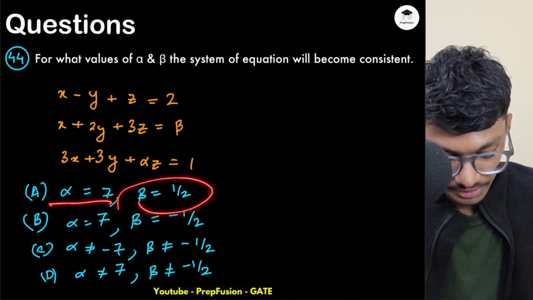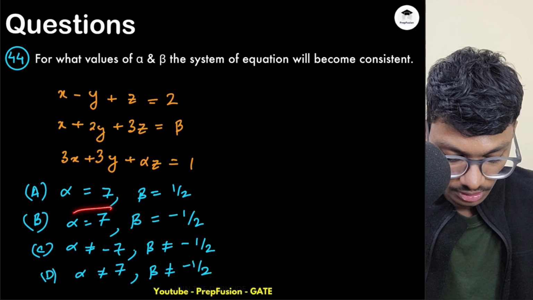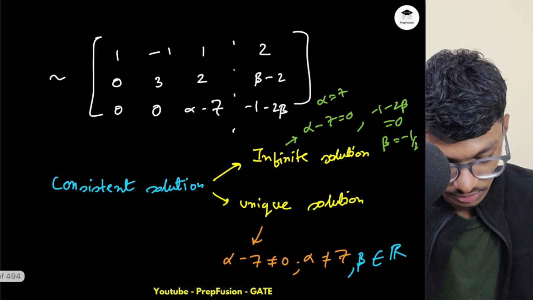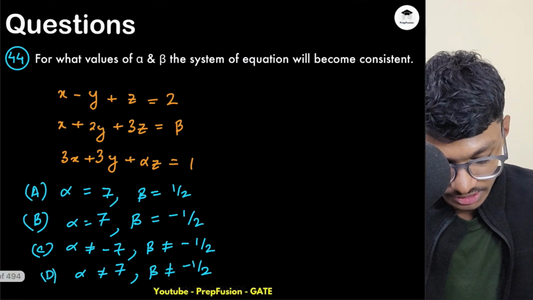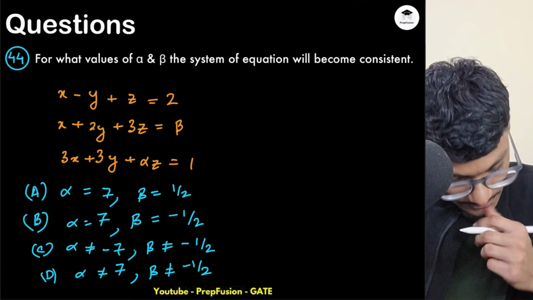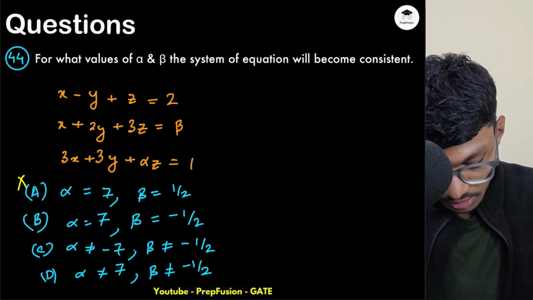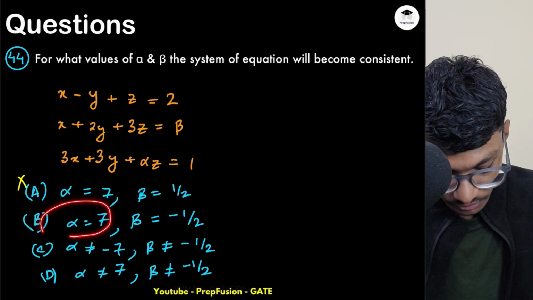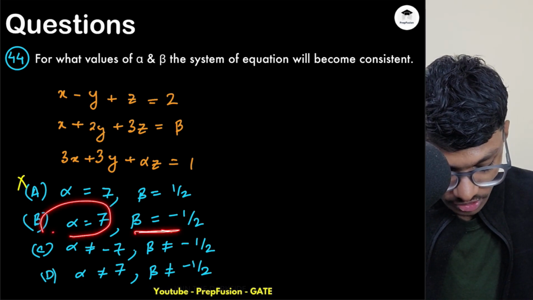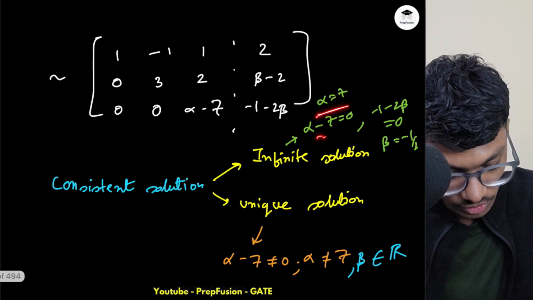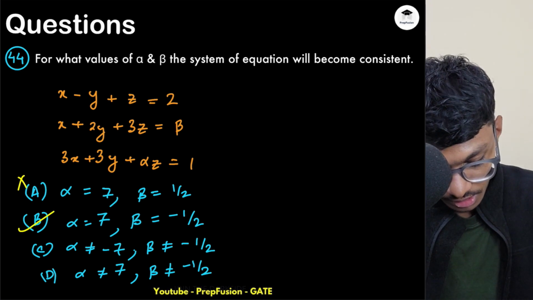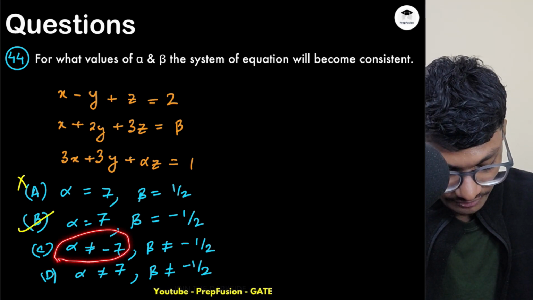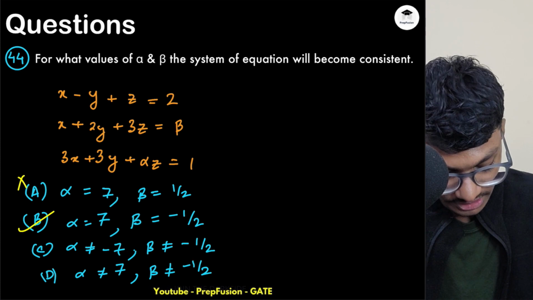So alpha equal to 7, beta equals half. Is this true? For a consistent set of solutions, alpha equals 7 and beta has to be equal to minus half, right? So again this is not true. Now alpha equals 7 and beta equals minus half. This is true, because here alpha equals 7 and beta equals minus half. So this is a consistent set of solutions. So this is true.